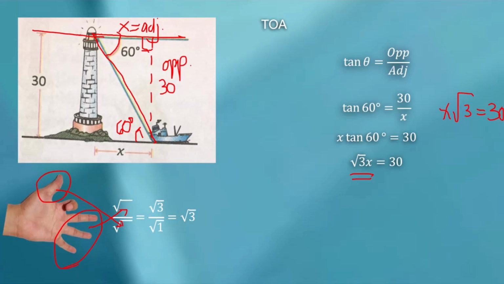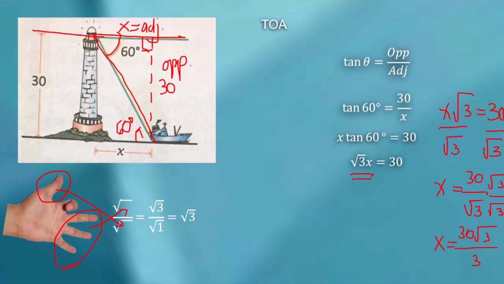Then, para po ma-isolate natin yung x sa left side, we're going to divide both sides by square root of 3. Then, x is equal to 30 over square root of 3. By rationalization po, we're going to multiply both numerator and denominator by square root of 3. That is 30 square root of 3 over square root of 3 times square root of 3. That is square root of 9. Square root of 9 is 3.